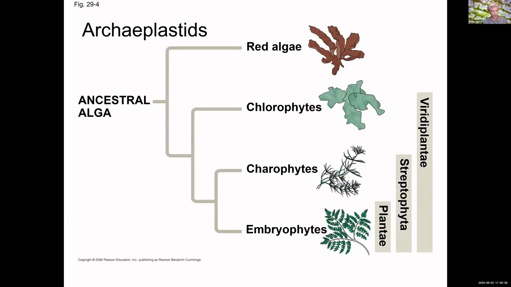So when we look at the archaeplastids, there's 4 major taxonomic groupings. We have one grouping, the red algae, and it's also called Rhodophyta. The red algae. The chlorophytes, the green algae. The charophytes, which are also called stoneworts. That won't help you too much because you've probably never heard of them. And then the embryophytes are the multi-celled terrestrial plants that we think of as being plants or land plants.